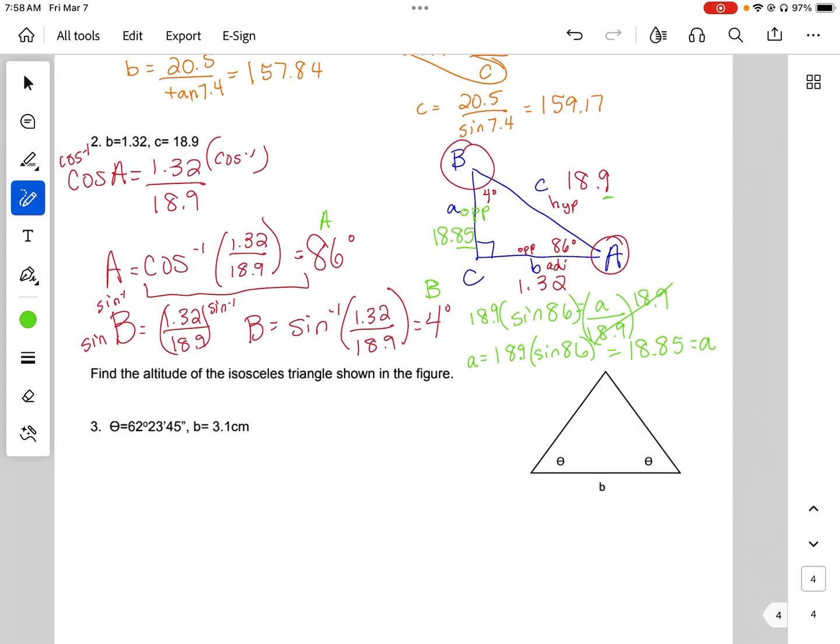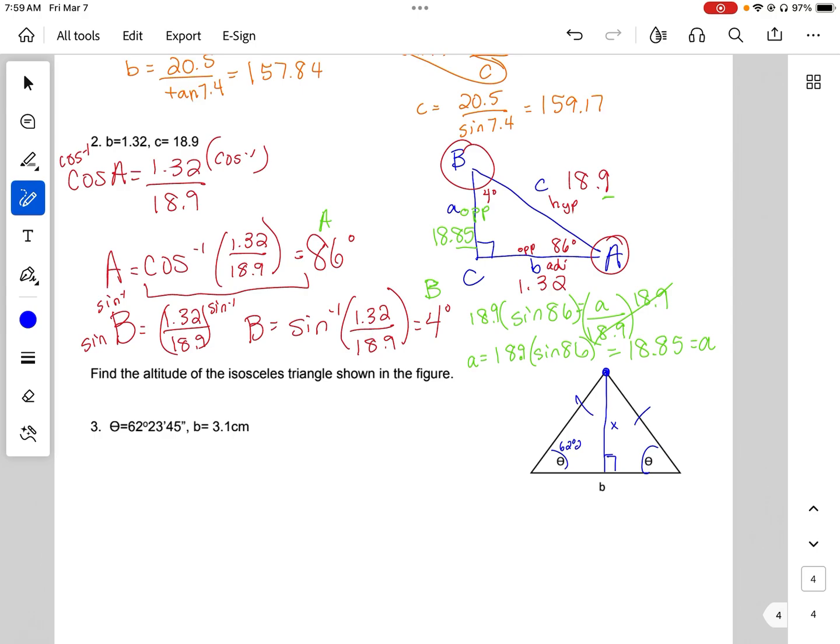All right, let's look at our last problem. It says find the altitude of the isosceles triangle shown in the figure. All right, so something we know is that if this is isosceles, see how these are equal? Then the opposite sides are equal as well. And then the altitude goes from that vertex straight down and makes a right angle. Okay, so we're asked to find the altitude. So this is our unknown, that's our x.